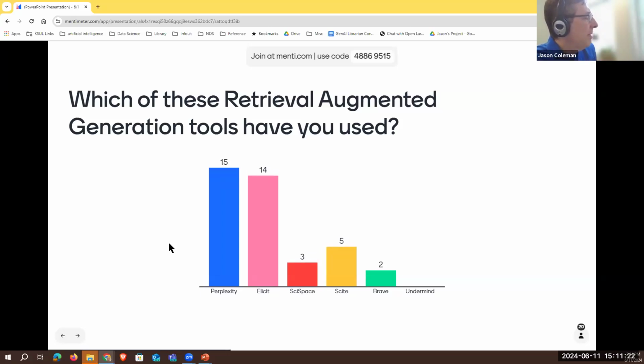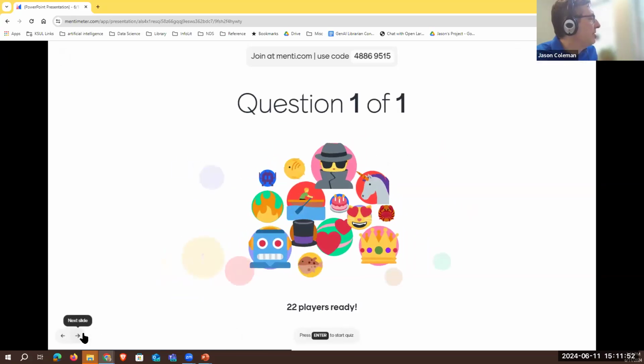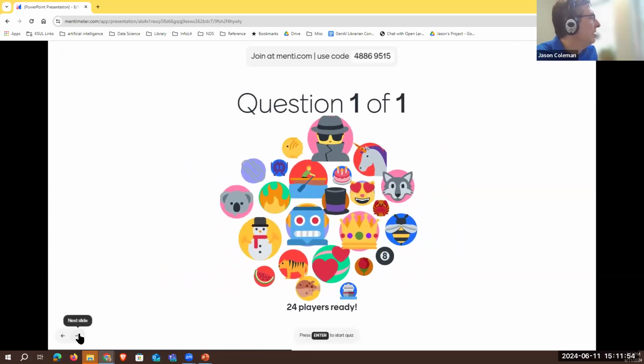So if people are concerned at your library or the people you're talking to about the security of this and people stealing their data and using their information to train models, Brave would be a good place to direct them to. Okay, Perplexity and Elicit, I'm not surprised, are the leaders here. Undermine, none of you have used that, so there you go. If nothing else, remember Undermine. It's actually the coolest thing ever. And if we have time, I might demonstrate it. All right.